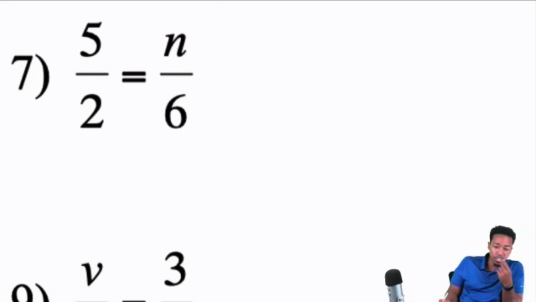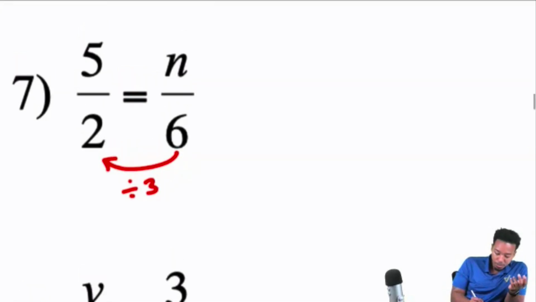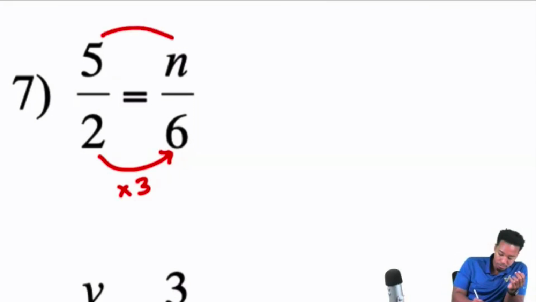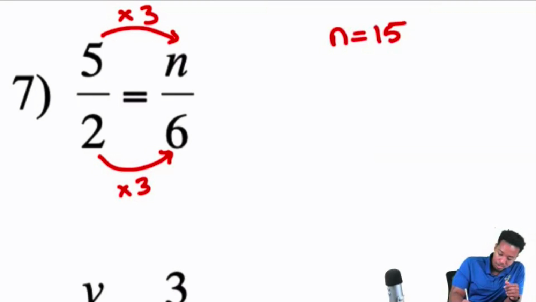If you look at number 7, everybody, you might say, hey, I see an easy connection here. 6 going backwards, I would divide by 3. But if you go forward, excuse me, if you go 2 to 6, you see a times 3 relationship. So that means 5 times 3 for the answer. Everybody, 5 times 3, hit me with it. 15. N equals 15. That would be it right there.